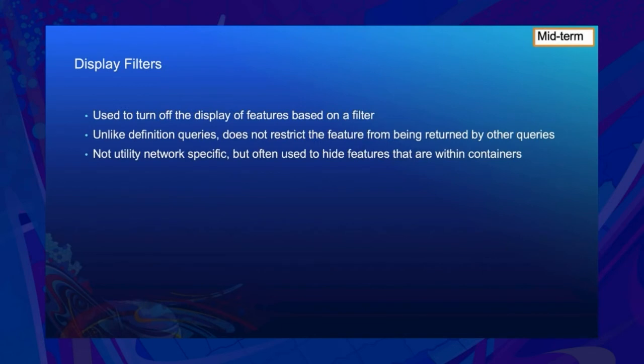Something we're working on in more of a midterm time frame is support for display filters. What display filters do is they turn off the display of features based on a filter. Now, runtime already has a thing called a definition query, but the definition query actually restricts the feature from being returned by other queries, whereas this display filter just turns it off when you're drawing it. So this is not a utility network specific thing, but it is often used by the utility network. And what most people use it for is to hide features that are stored within containers.